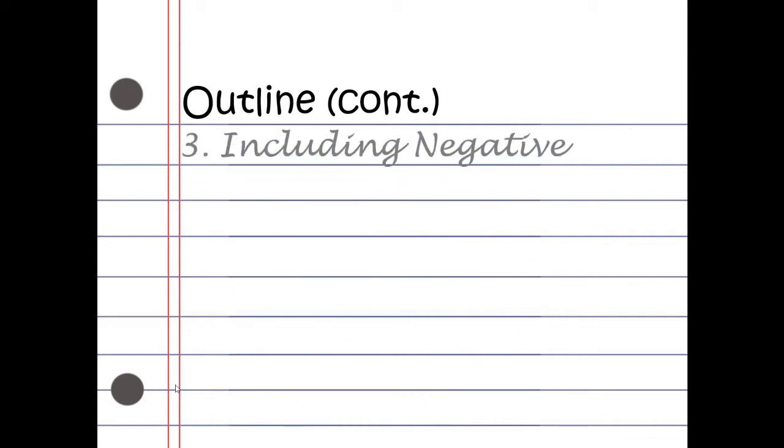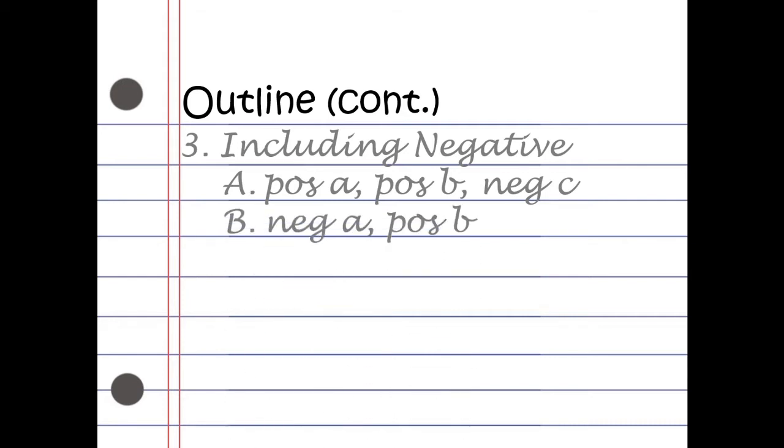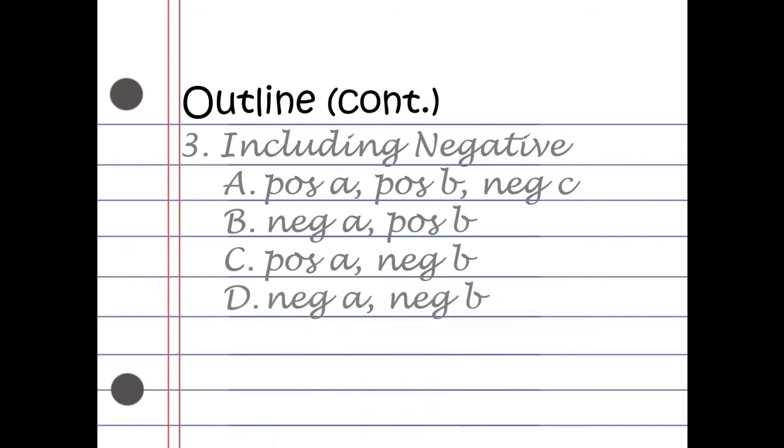Then I'll be talking about when you include negative numbers. So first I'll be talking about when you have a positive numerator, a positive denominator, and the multiplier or divider is negative. Then I'll be talking about when you have a negative numerator and a positive denominator, and we'll be going over both of the cases where the multiplier or divider is positive or negative. Then a positive numerator and a negative denominator, and we'll be talking about both of those cases where the multiplier or divider is positive or negative. And then a negative numerator and a negative denominator, and we're talking about both of those cases where the multiplier or divider is positive or negative.